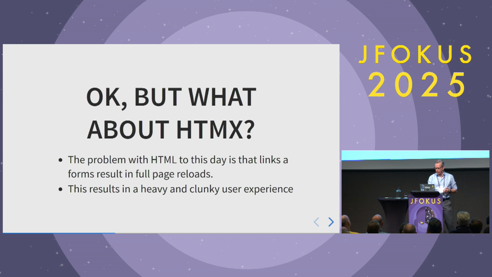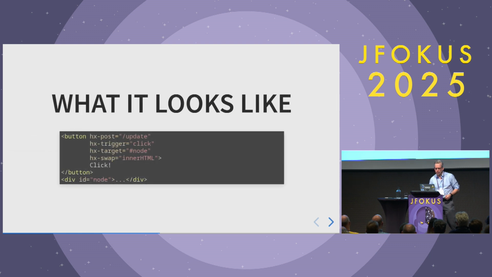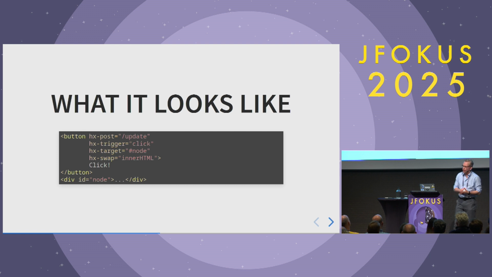And so if we want to install HTMX, what do we do? Well, this is very simple. We just add a script tag to our header. And then we can start writing HTML again. This is what it looks like.